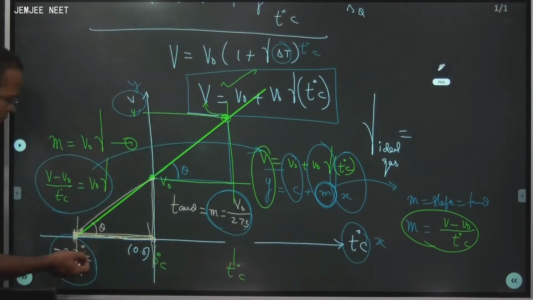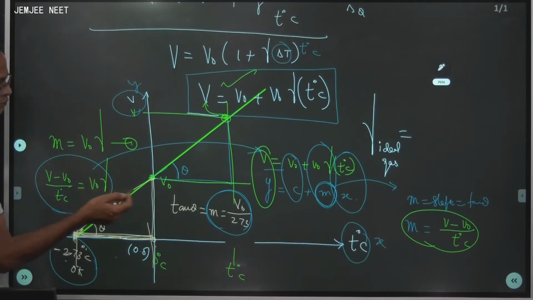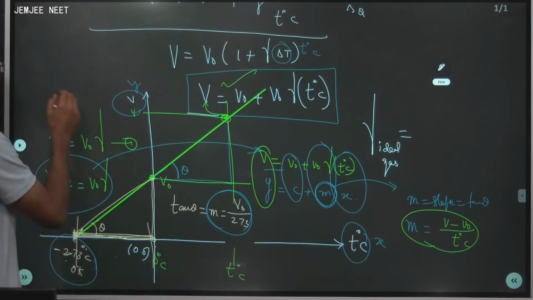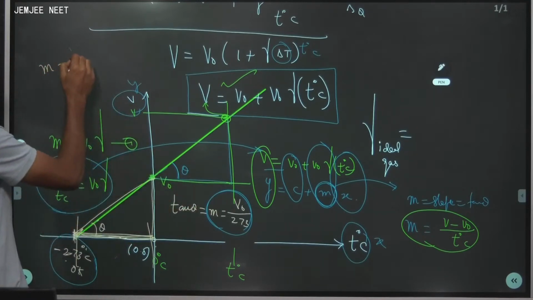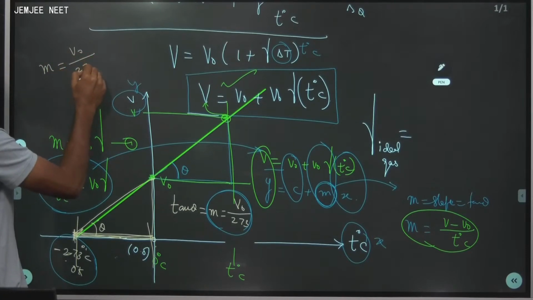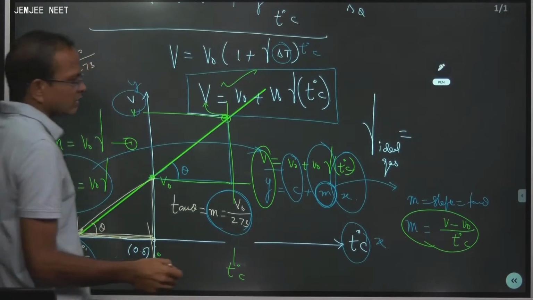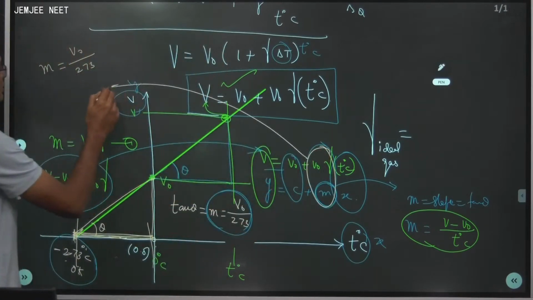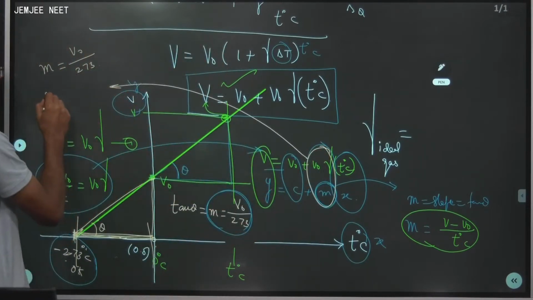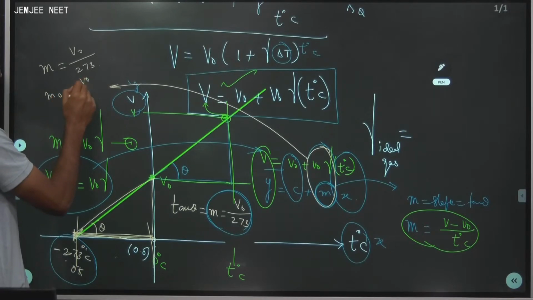Okay, now come on. Now tell me, copy this there. What M value do you get now? Slope, what did you get now? New, come on, V0 by 273. Right, what is the M value there? Come on, V0 gamma.